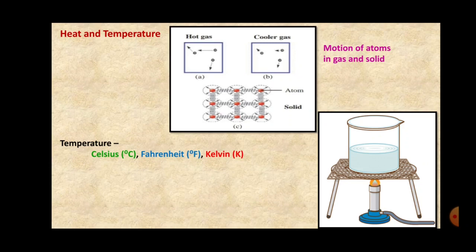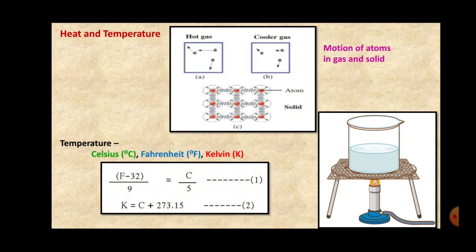Temperature is measured in units of Celsius, Fahrenheit and Kelvin. These are the three units of measuring the temperature. Kelvin is generally used in scientific experiments, whereas Celsius and Fahrenheit are used in our day-to-day life.